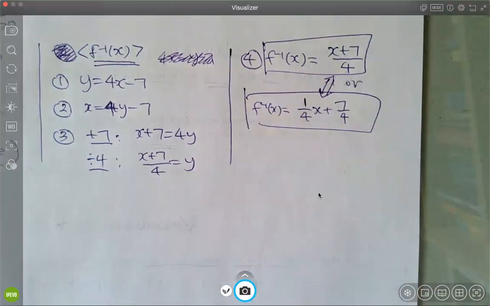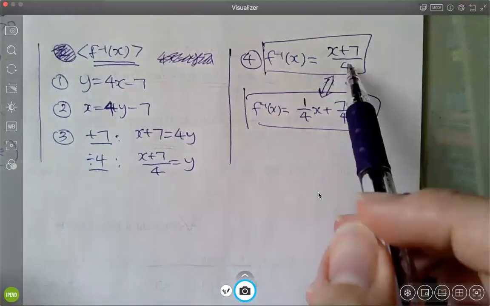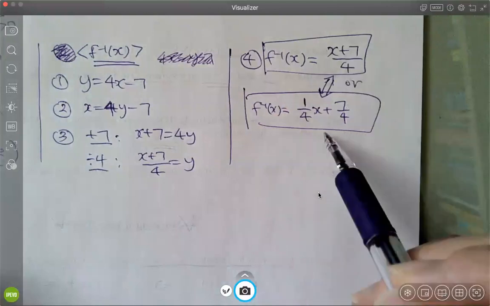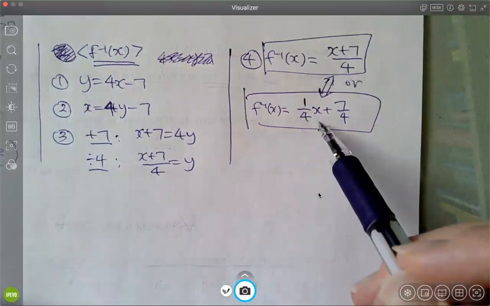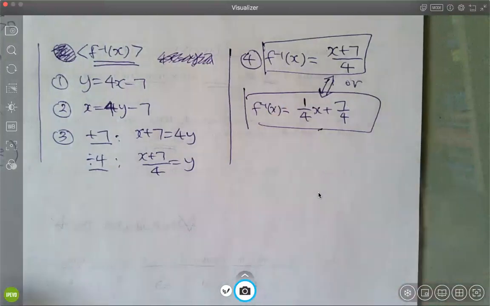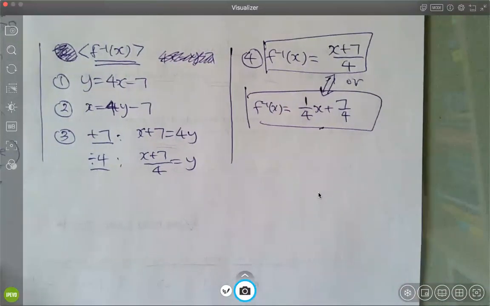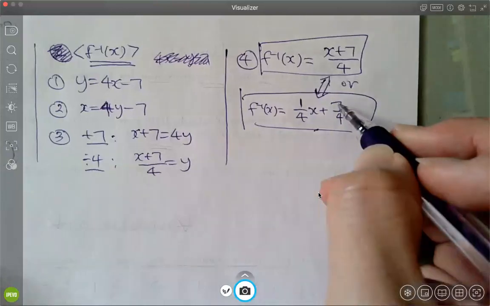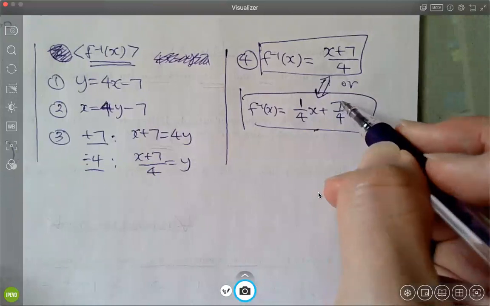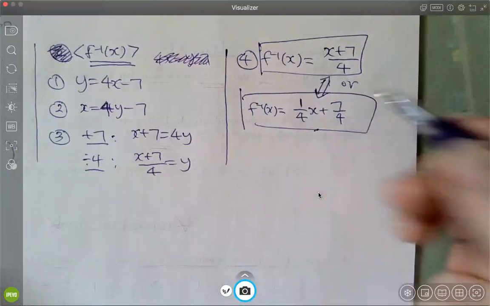On ALEKS, if those can be simplified, do we simplify them? Which one? This one? If it was like 1 over 4 x plus 8 over 4, would we simplify? Yes, then you have to simplify. In fact, if that were the answer on my exam, I would take off points if anyone doesn't simplify.